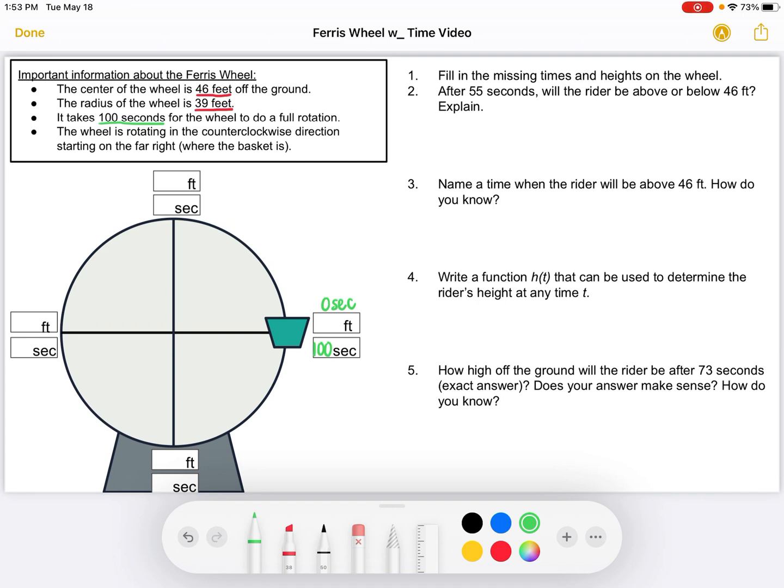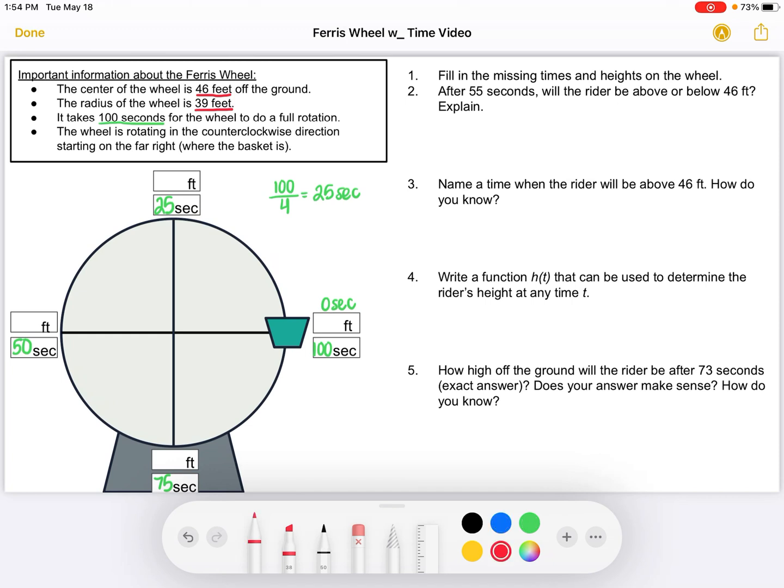So to find the rest of the times, I need to take my total time and divide it into 4 because we have each point at each quarter on the wheel that we're trying to find the time for. So 100 divided by 4 gives me 25 seconds in each quarter of the wheel. So that means to go from the starting point to the top is going to be 25 seconds. Then to go from the top to the leftmost point is 25 more seconds. So 50 seconds. To get to the bottom is 25 more seconds. So 75 seconds. So to go all the way around the wheel, 25, 50, 75, 100. You're just counting by whatever number you get when you divide the total time by 4.